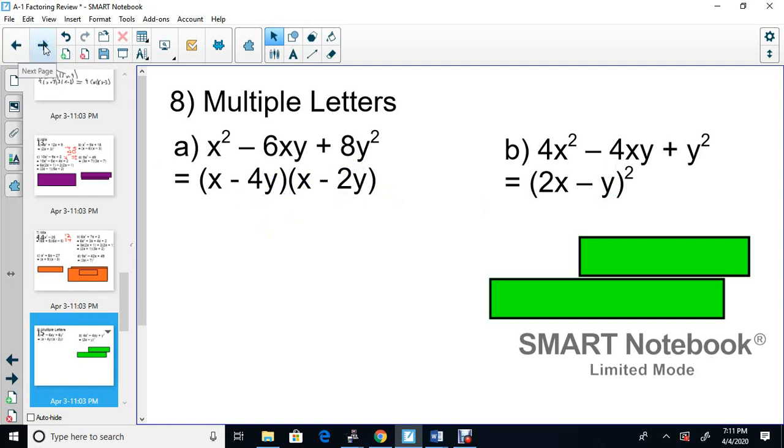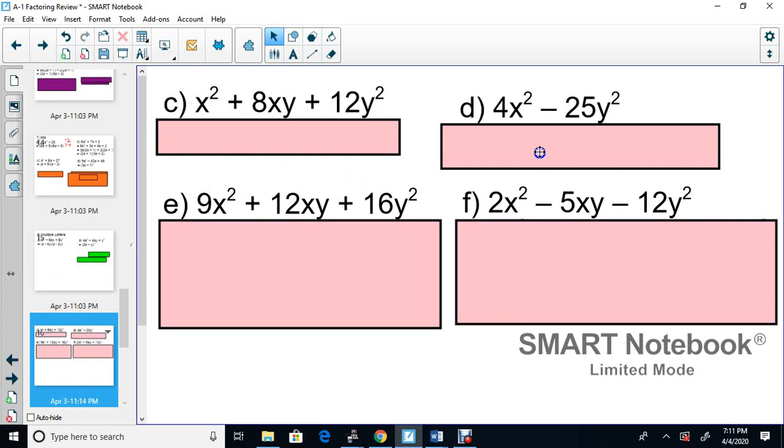So what I want you to do is I want you to do these 4. Now it's all the different kinds. I want you to do these 4 on your piece of paper. Okay, it's the different types there. So pause it and try it, and then I will do them.